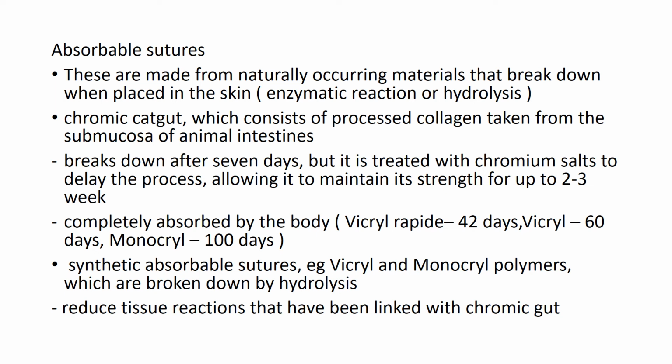Absorbable sutures are completely absorbed by the body, and the duration or the timing for resorption varies. For example, Vicryl Rapid takes 42 days to resorb, Vicryl 60 days, and Monocryl 100 days. Synthetic absorbable sutures, for example, Vicryl and Monocryl polymers, are broken down by hydrolysis. So this reduces tissue reaction that has been linked with chromic catgut.